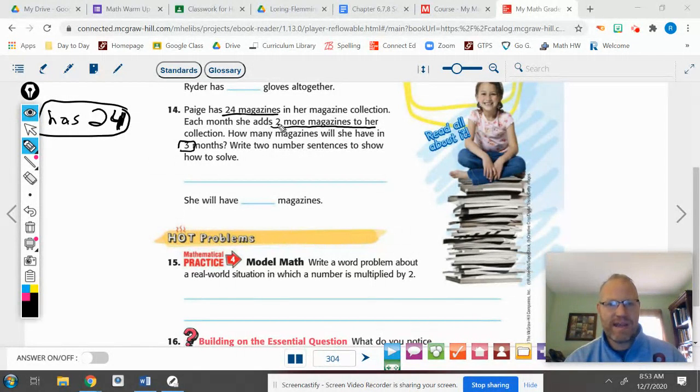Now it says she adds 2 to her collection each month. So each month, 2 each. There's how many months? 3. So we have 2 times 3, 2 magazines per month, which is 6. So she's going to get 6 more.